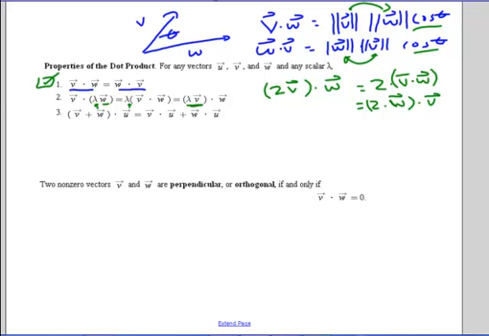And lastly, we can distribute a dot product over addition. So v plus w dot u, we can distribute that dot product to get v dot u plus w dot u.